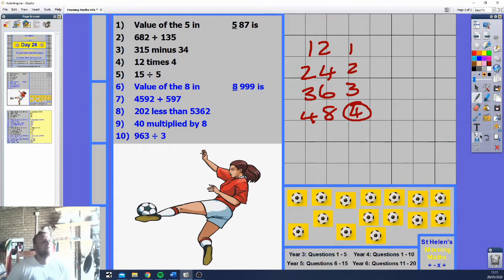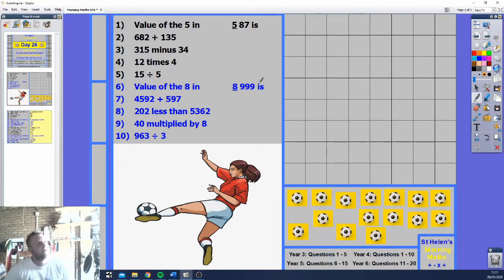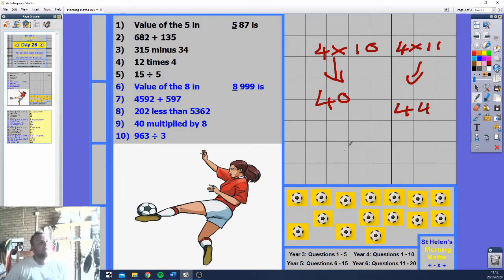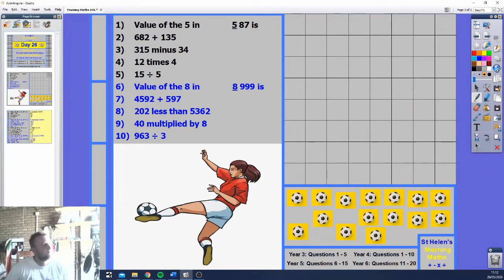Another way you can do this, which is quite a cool way, even in year 3, is I'm sure that most of you know off by heart what 4 times 10 is. What's 4 times 10? It's 40. So what would 4 times 11 be? It'd be 44. And what would 4 times 12 be? 48. Very good. Let's move on.